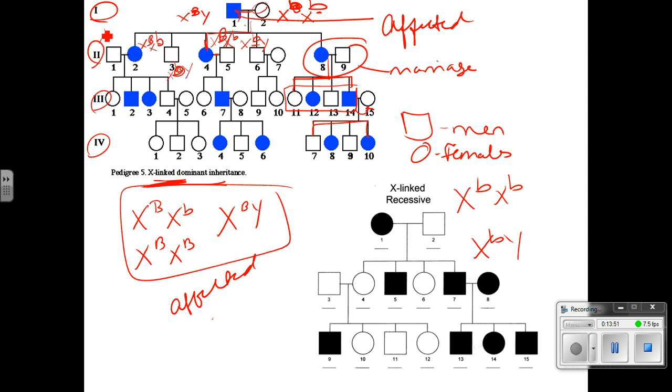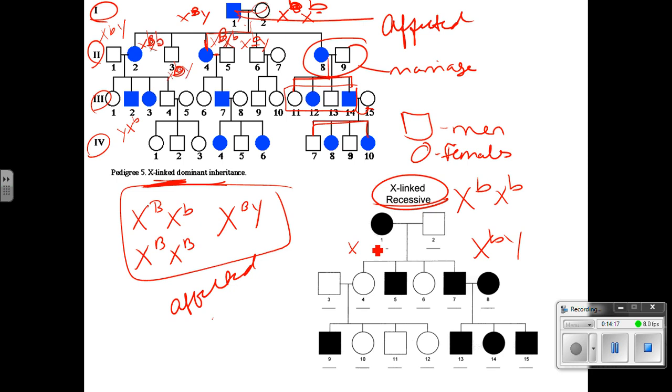So this is a male that does not have it. And then they had a male child that does. So mom had to pass on that little b. And you can keep going and assign genotypes all the way down. This is actually the more common, which is why my mind is automatically thinking recessive, because most X-linked disorders are recessive.